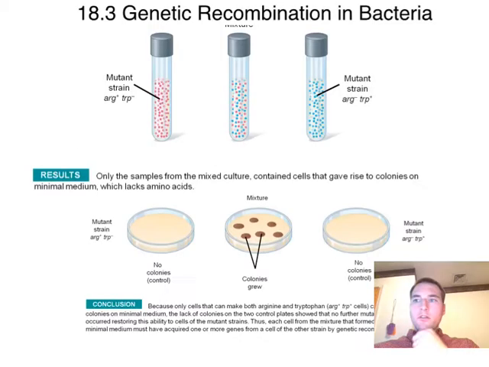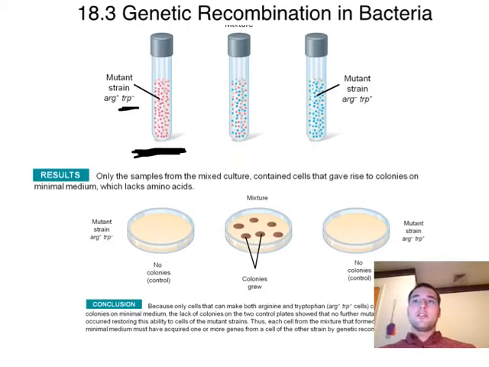So here we go with that. Okay, here's our experiment that we're looking at. We've got a couple strains of bacteria. Right here we have a strain of bacteria that has a mutation in it so that it is unable to make the amino acid tryptophan.